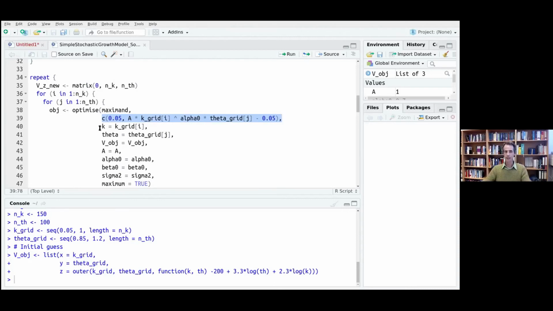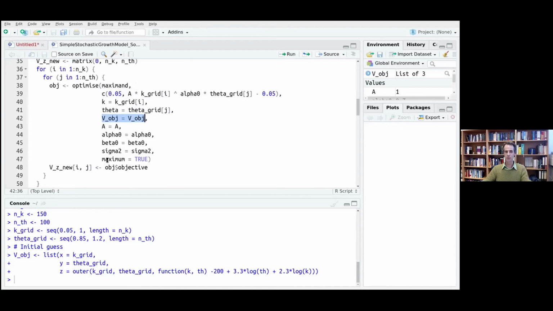Then we need the other arguments, the grid point for the capital stock. Here we choose the ith grid point of the capital grid and the jth grid point of the technology grid. Since i and j are the variables of the double loop, we run over all pairs of capital stock and technology. We also input the current value function object and the parameters. And of course, we want to maximize and not minimize the objective function.